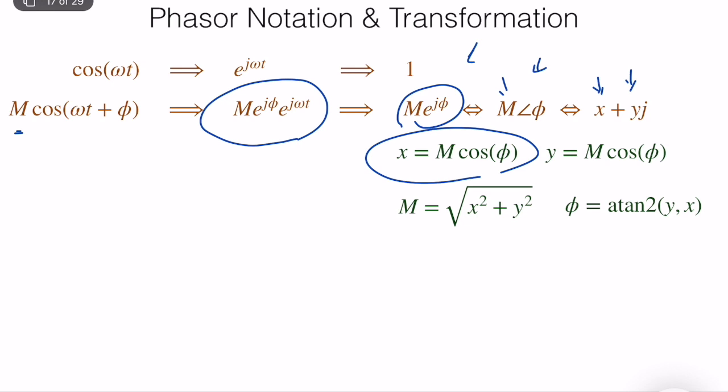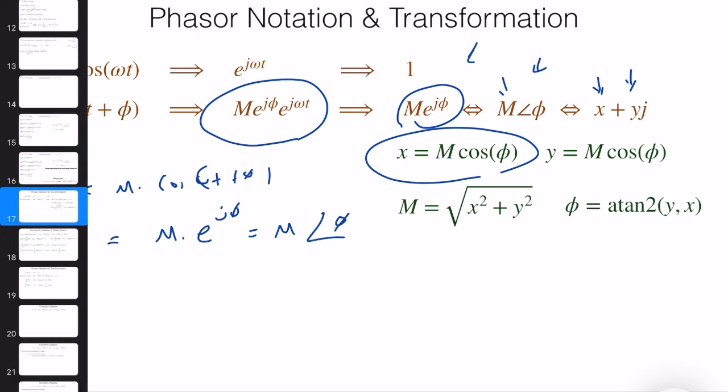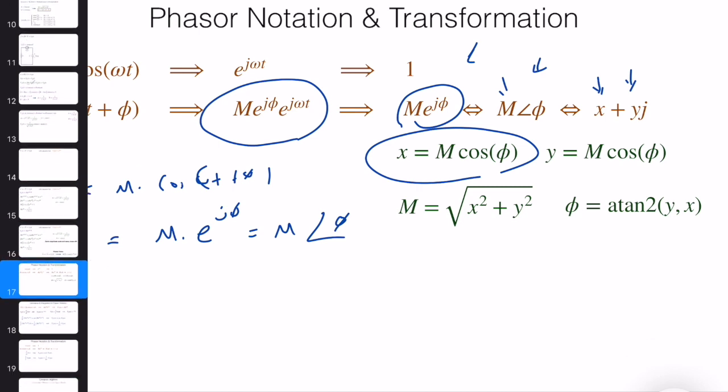So let's say we have a signal V of t, which has the form m times cosine omega t plus phase. We write that V of j omega, which is the phasor transform version of this, is equal to m times e to the power j phi, or let's say it is equal to m with phase phi. That's great. Now, let's look at this and try to understand what we can do with that.